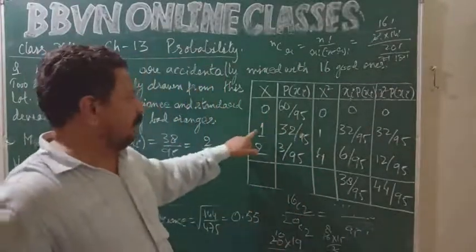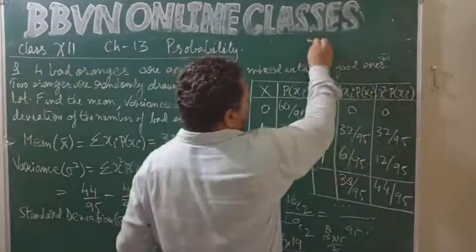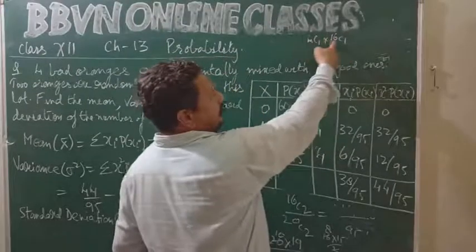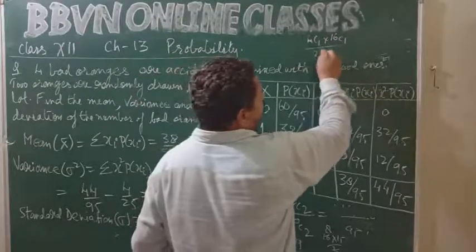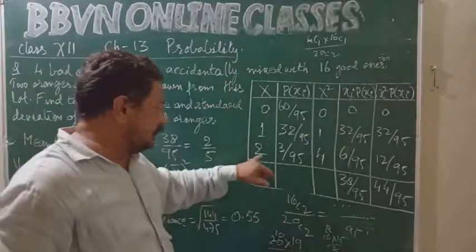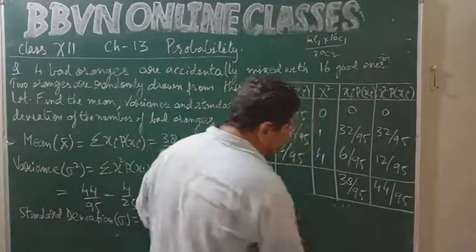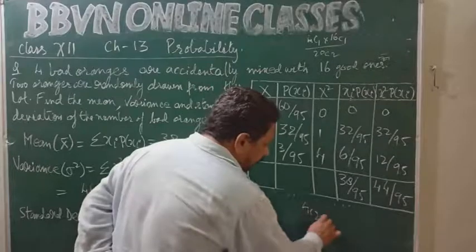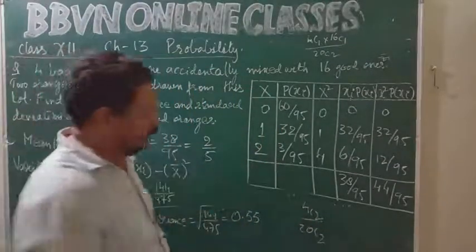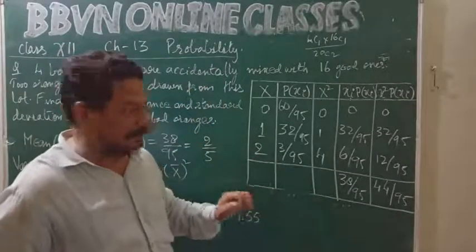In the same way, for one good orange, very simple, it is 4C1 into 16C1. 4 are bad oranges, 16 are good oranges upon 20C2. This is the sample space. We get 32 upon 95. Same way, both are bad. So both the oranges come from the lot of bad oranges. So 4C2 upon 20C2. We got the value 3 upon 95. These are the probabilities of random variable x.